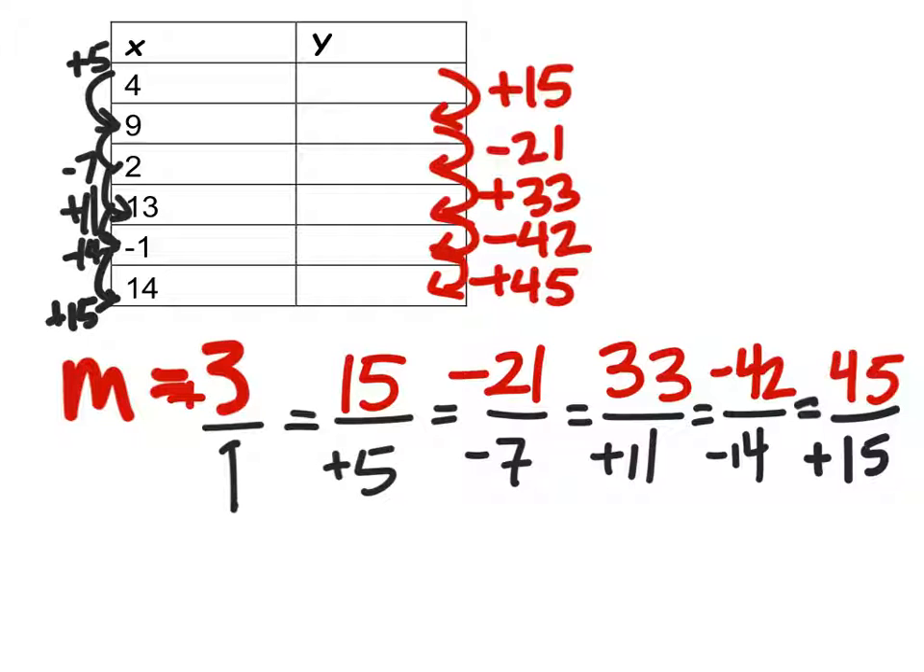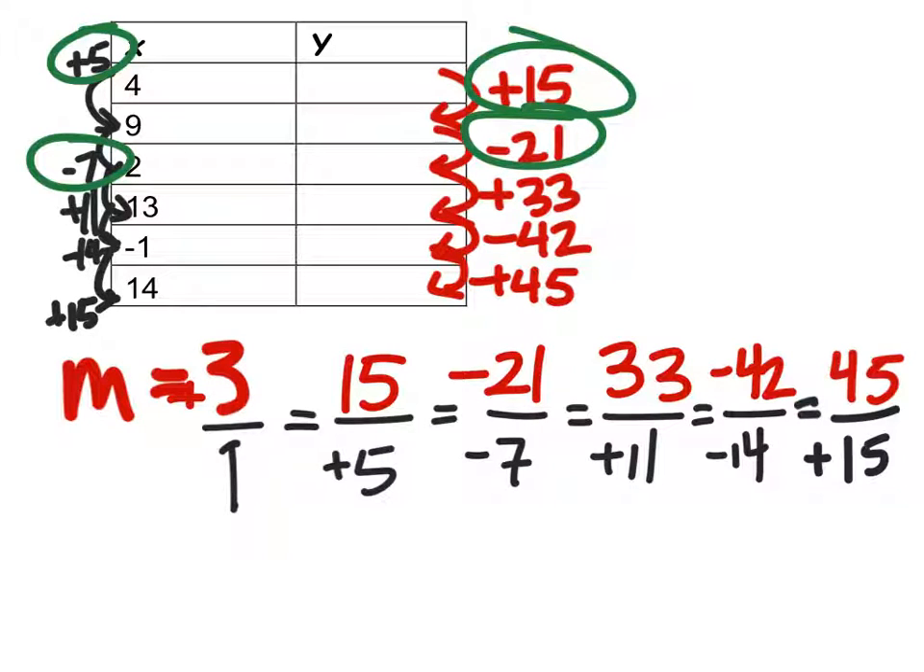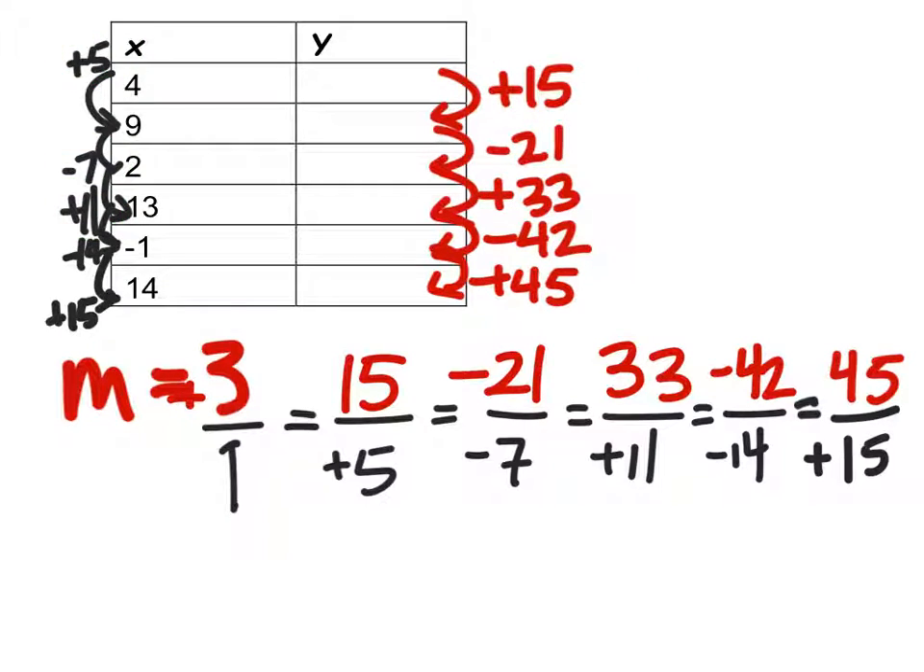And that's why all this works this way, because we were moving specifically from each value to each value. So 15 divided by 5 is 3. Negative 21 divided by negative 7 is 3. 33 divided by 11 is 3, and so forth. But again, the choice is yours as to which values you use. The changes just need to be in this manner.